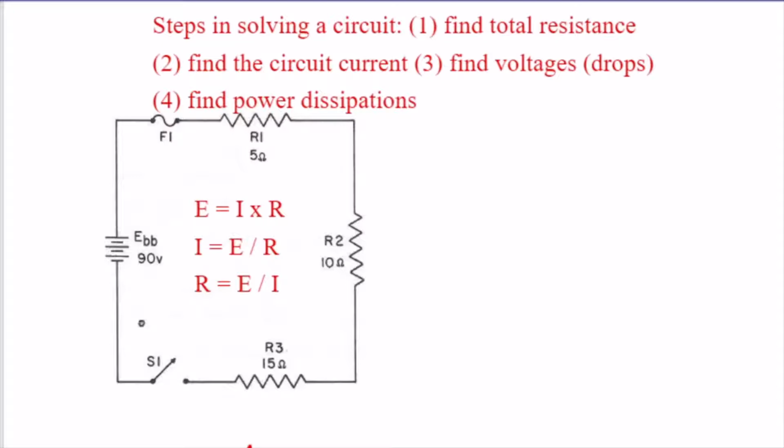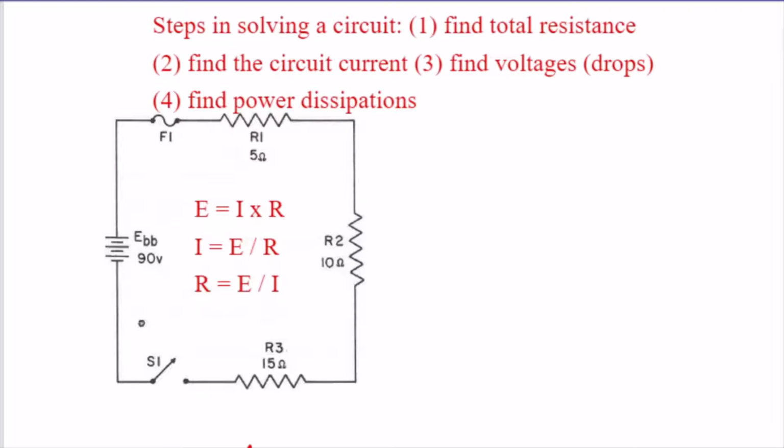When you go about solving a circuit, you don't always have to do it in exactly the same order, 1, 2, 3, and 4. But a lot of times, it's a great way to start. So let's go ahead and solve number 1 first, and that's finding the total resistance.